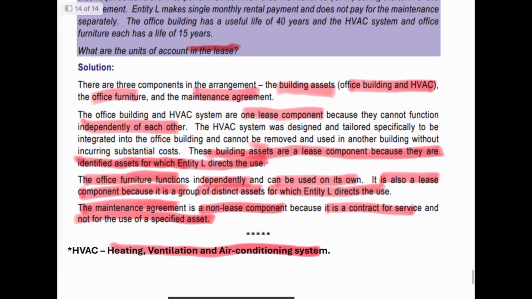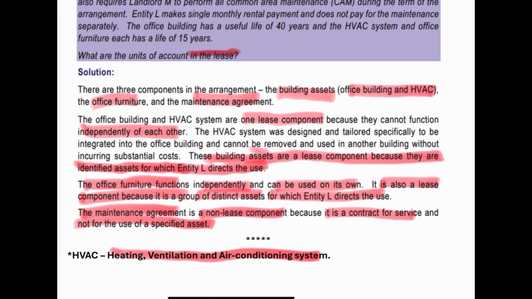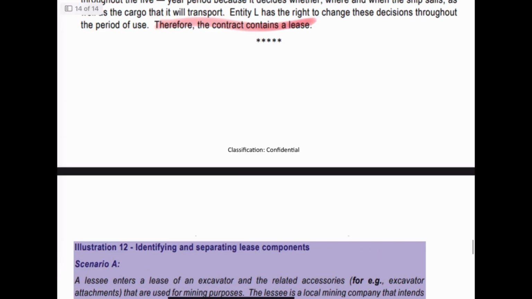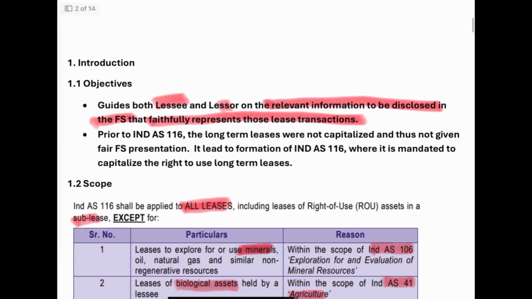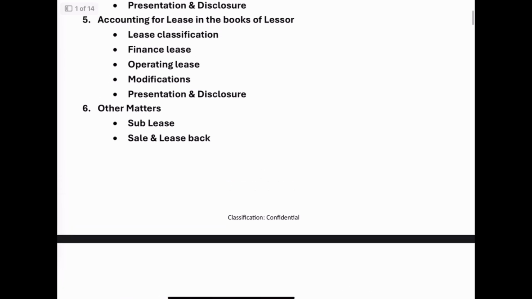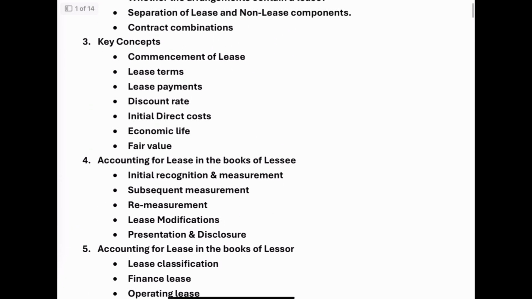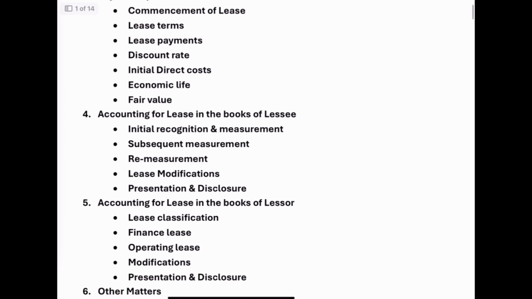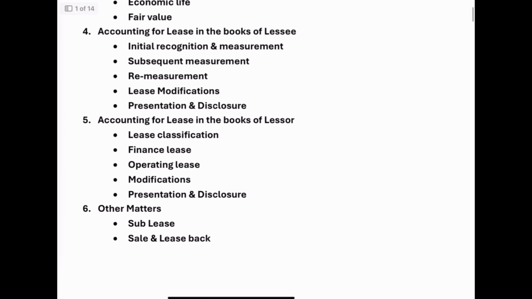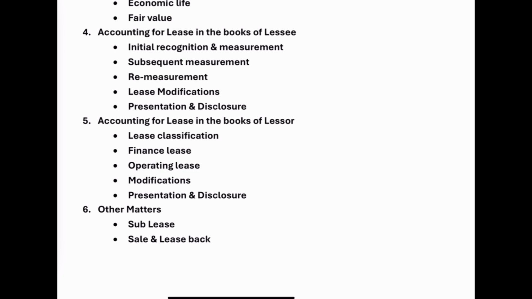Then in the next video I'll try to come up with more examples, and I'll also try to cover the remaining chapters. So you have the remaining chapters here. In the next class we'll see more key concepts: when the lease commences, lease terms, how to determine the present value, and then how to do the accounting under lessee books, lessor books, and sublease and sale and leaseback. These things I'll come up with in the next video.